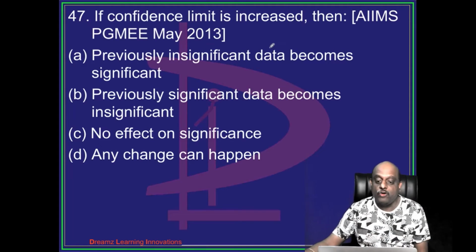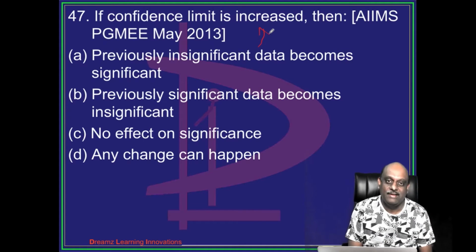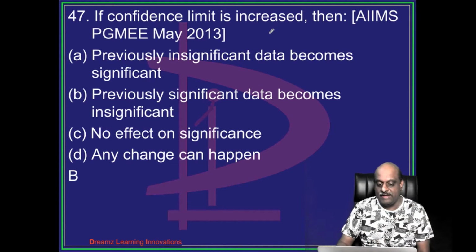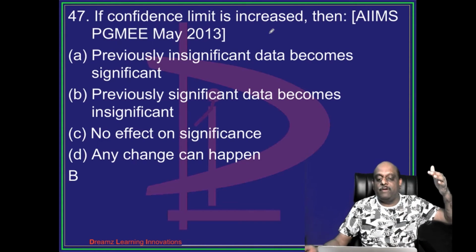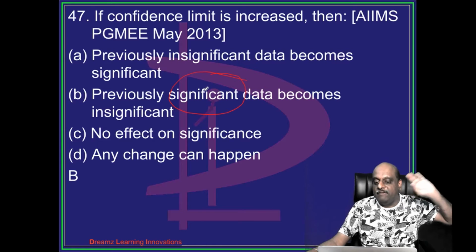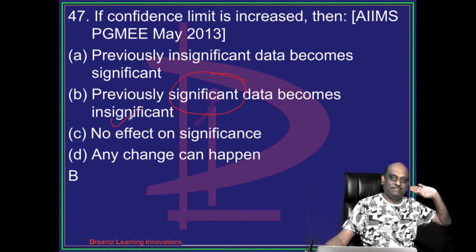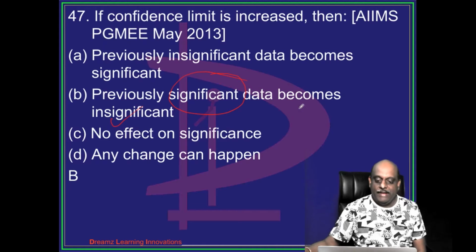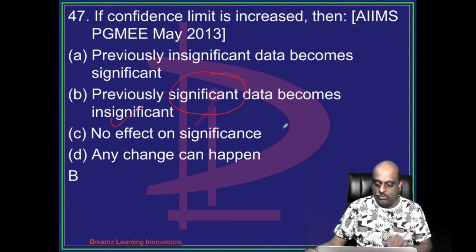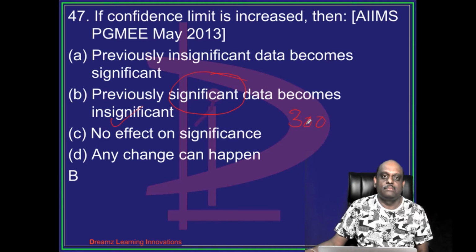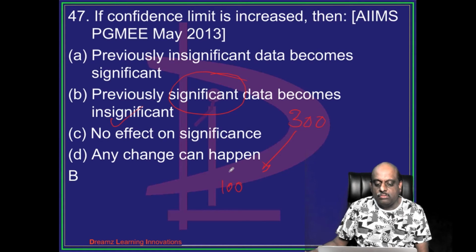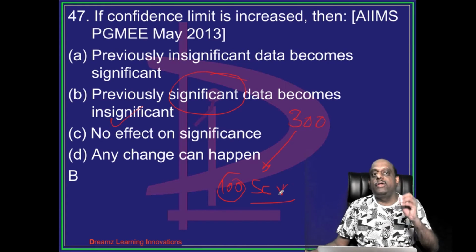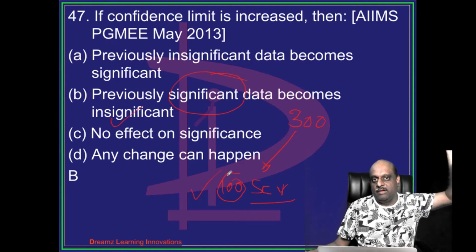Right. Now, if the confidence limit is increased, then what is the effect? If you increase the confidence limit, the data that earlier looked significant will now become insignificant. For example, suppose I say to you, out of 300 MCQs in our grand test, if you get a score of 100, I am giving you the confidence that the probability of your getting a seat is definitely there, you are going to get the seat.